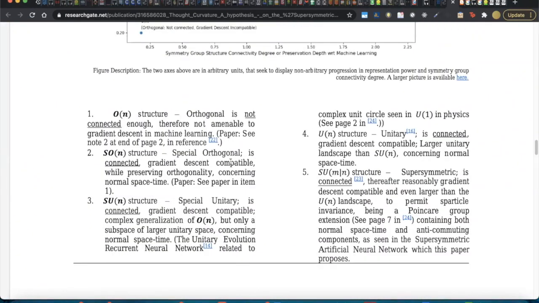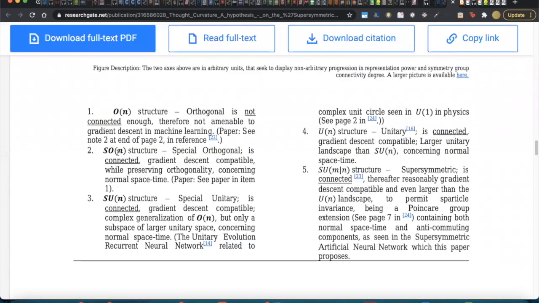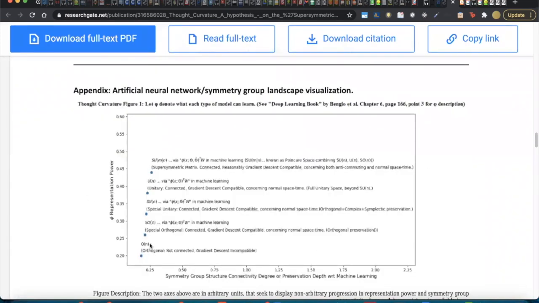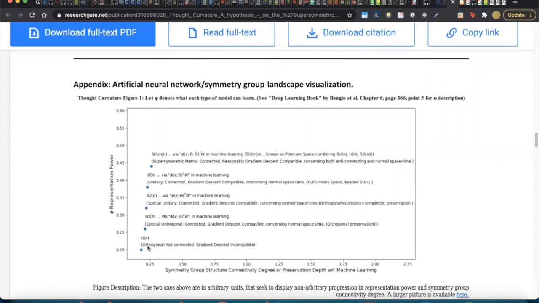What reference was that? Which one? The special one, I think 3 and 4. I'm looking at this paragraph because you started explaining the graph with representational power versus symmetry group structure. And I wanted to ask you, what exactly do you mean by symmetry group structure?